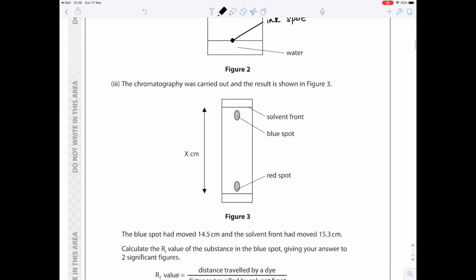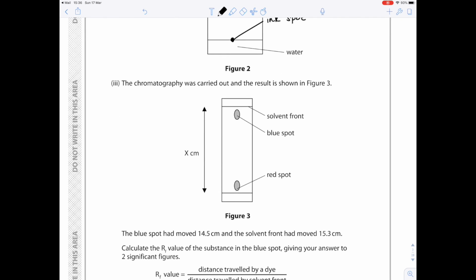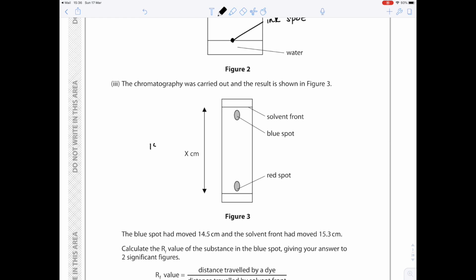The chromatography was carried out and the result is shown in figure 3. So we can see that that single ink spot has spread out and actually contained a red spot and a blue spot, and as you'd expect, the water has flowed up the paper. The blue spot had moved 14.5 centimetres and the solvent front had moved 15.3 centimetres. So I'm going to label that here. And this distance is 14.5 centimetres.